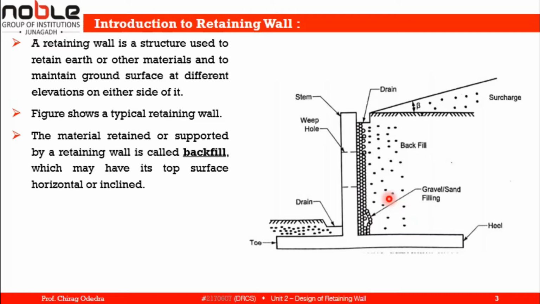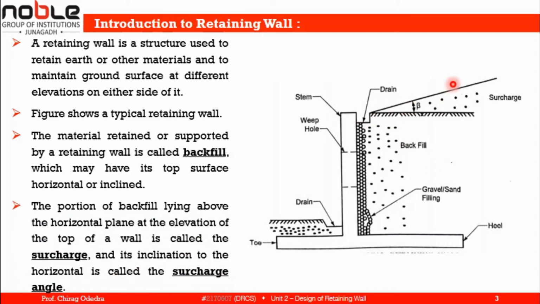The material retained or supported by a retaining wall is called backfill, which may have its top surface horizontal or inclined. The portion of backfill lying above the horizontal plane at the elevation of the top of a wall is called surcharge, and its inclination to the horizontal is called surcharge angle.